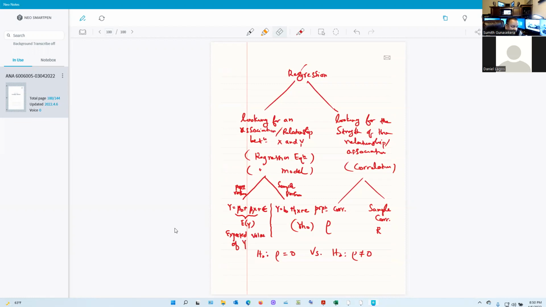But in the sample, if you look at that part, b naught plus b1 x, you call that y hat, the estimated y. See the difference: in the sample version you call it y hat, in the population version you call it E(Y). E(Y) is just like the model part. This is the part we're going to draw into a regression line.